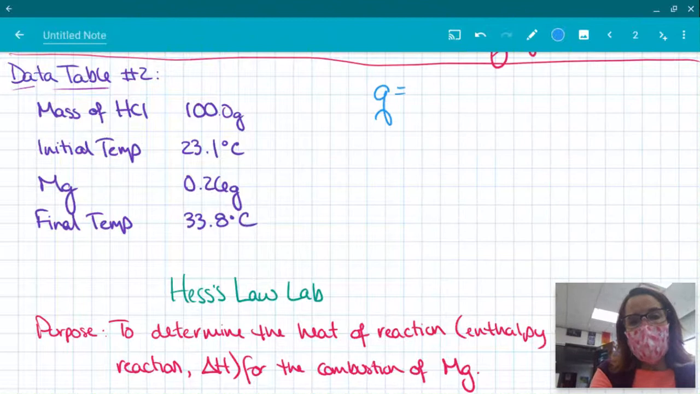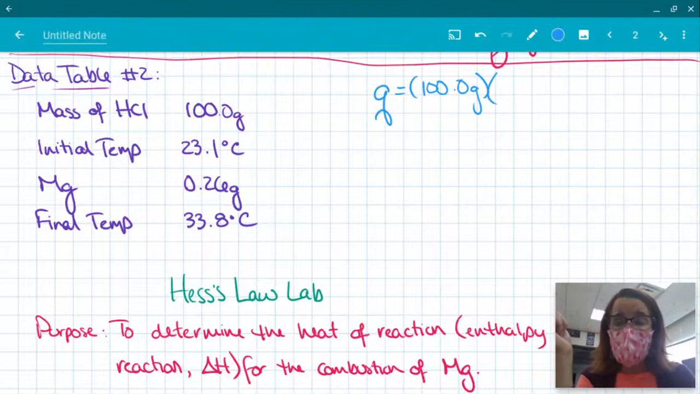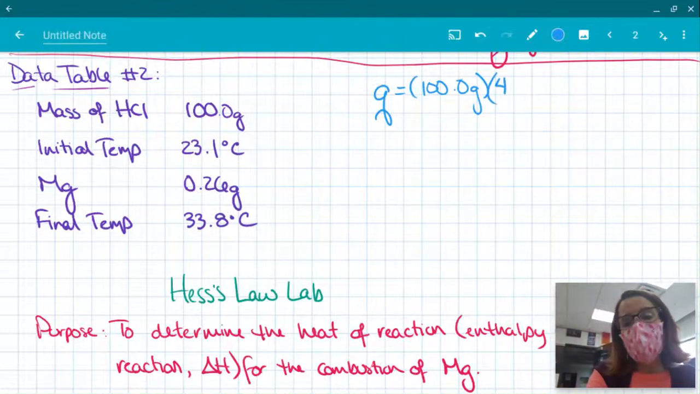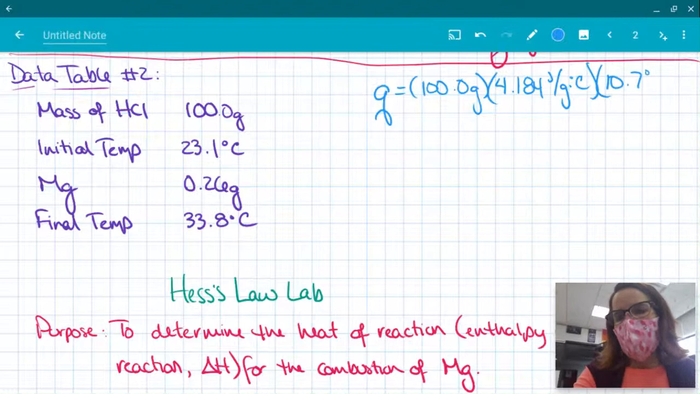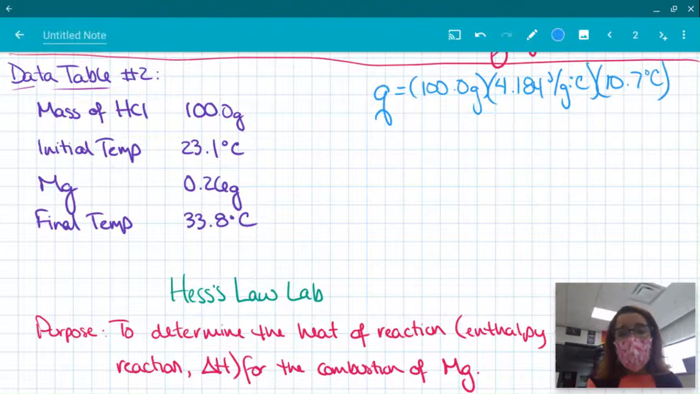So Q equals, and now my mass again was 100, and yours should have been right around that. Again, because we're using hydrochloric acid, we're going to assume that it's like water. So 4.184 joules per gram times degrees Celsius. And then your temperature change. And I'm going to go ahead and do my temperature change here. So go ahead and figure out what your temperature change is, and then go ahead and multiply it out so that you get Q.